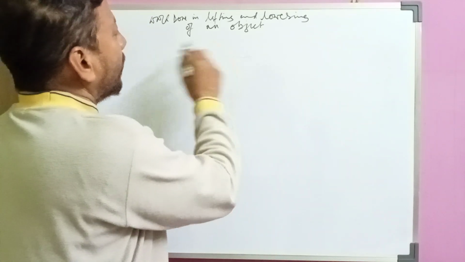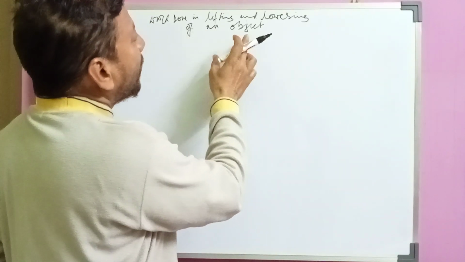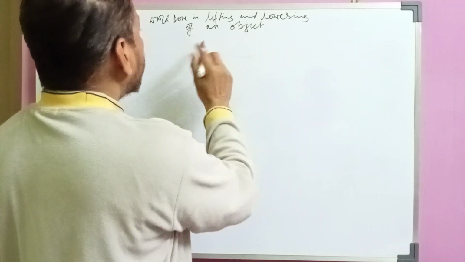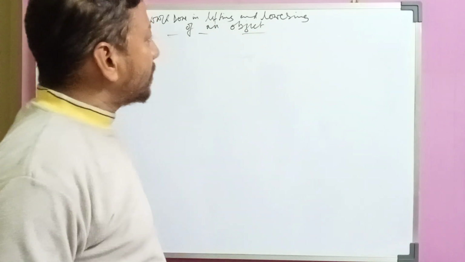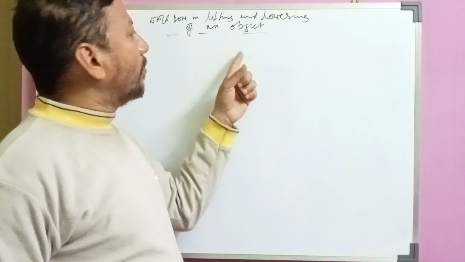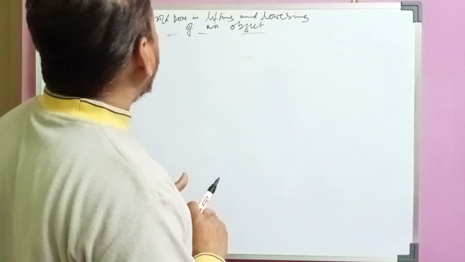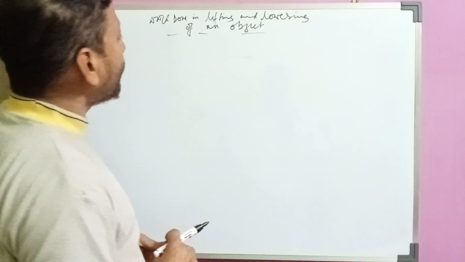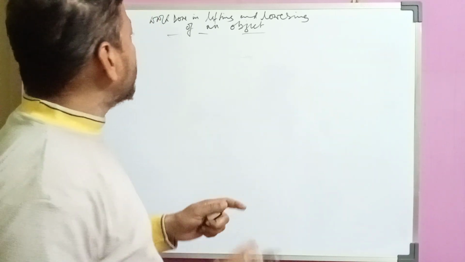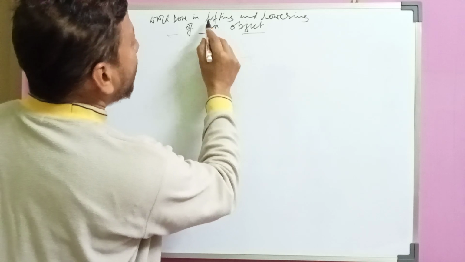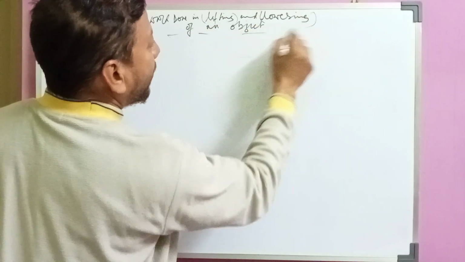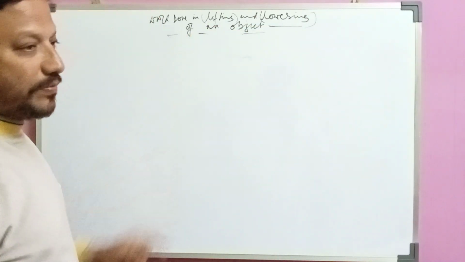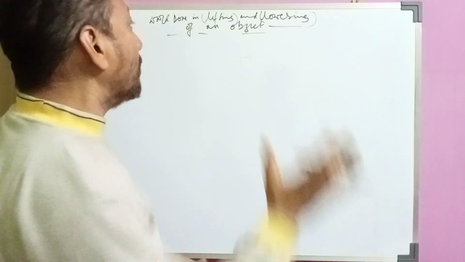Work done. Today we'll do work done in lifting and lowering of an object. This is part of work and energy, kinetic energy you can say. Now, what is written here is lifting, and one is lowering. So this is lifting. First we'll go for the lifting part.